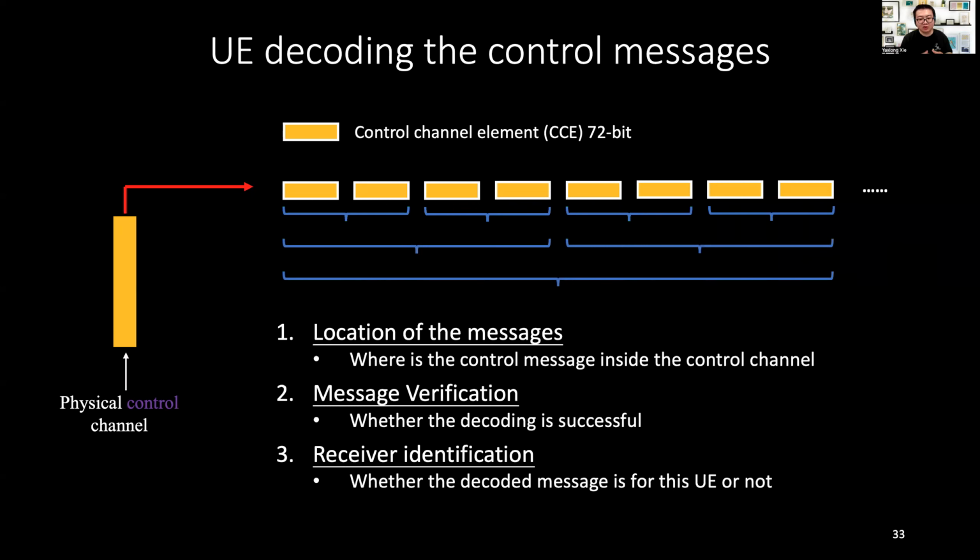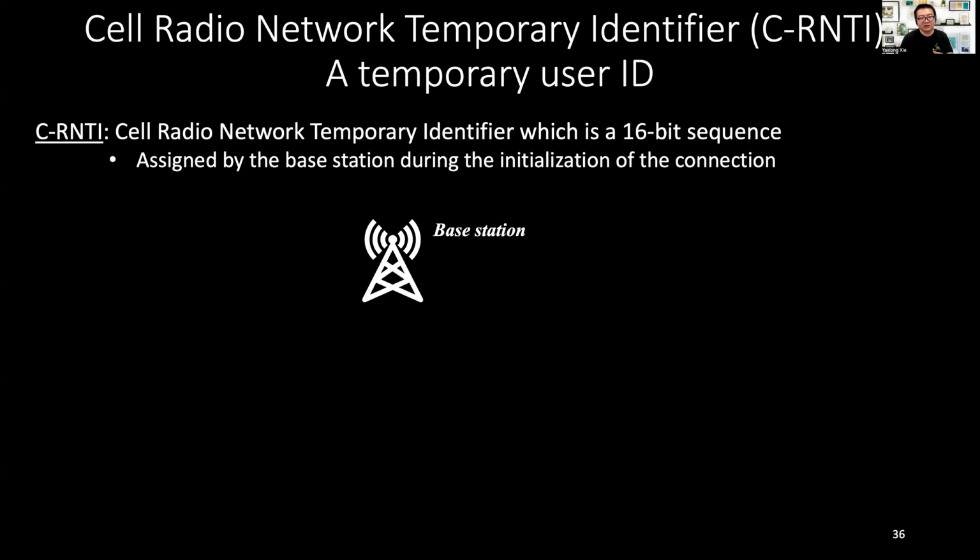When the user decodes the message, it needs to do 3 jobs. First of all, locate the message: which CCE contains the message? The second job is to verify the correctness of the message after decoding. And at last, it needs to identify the receiver. If the receiver is itself, then okay, you got your message. And the user heavily relies on a temporary ID of itself to do the 3 tasks.